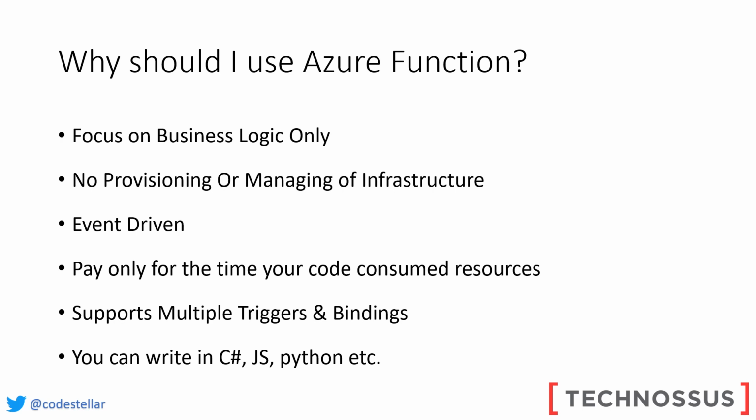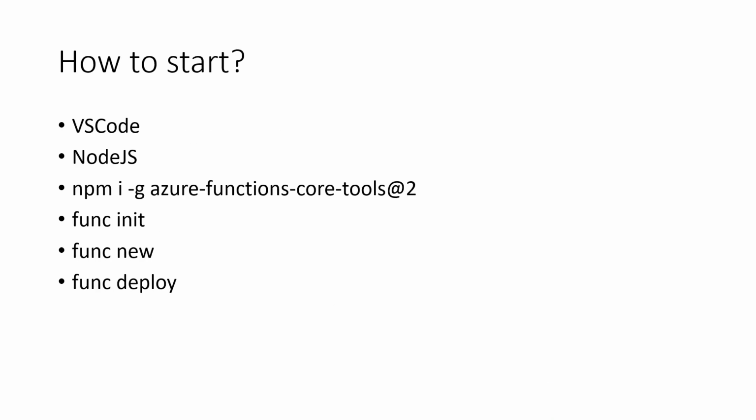It means you have not blocked even any app service, you have not blocked even any VMs, and there is absolutely no need to pay if the Azure function is not running. It supports multiple triggers and bindings that we talked about in the previous slide, and you can write your code in C#, JavaScript, Python, and Java as well, and even in PHP.